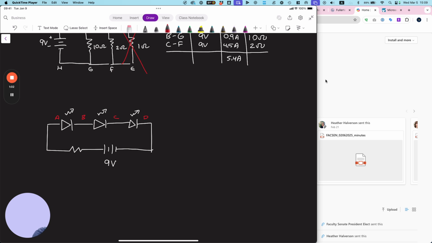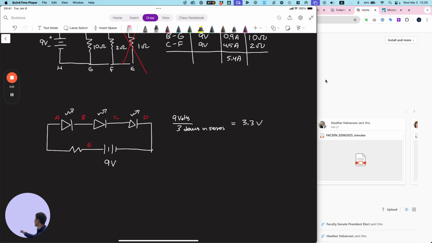Well, actually, it's going to be even less, because we have another device right here, which is this resistor. But let's just assume that the resistor's not there, okay? So then, theoretically, it's going to be 9 volts divided by 3 devices in series. That will equal 3.3 volts, okay?